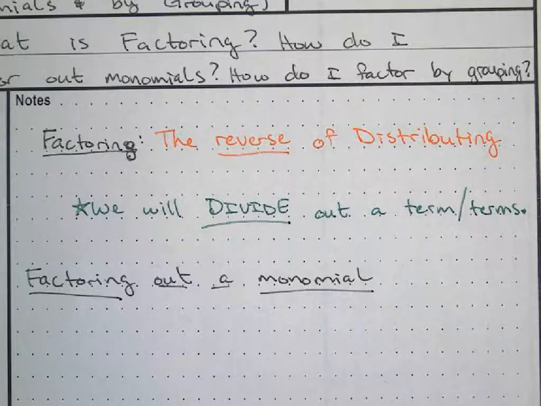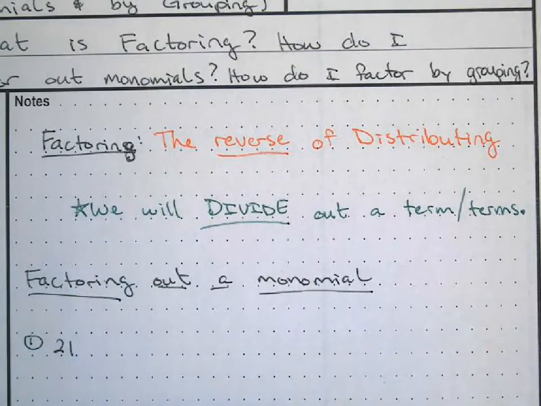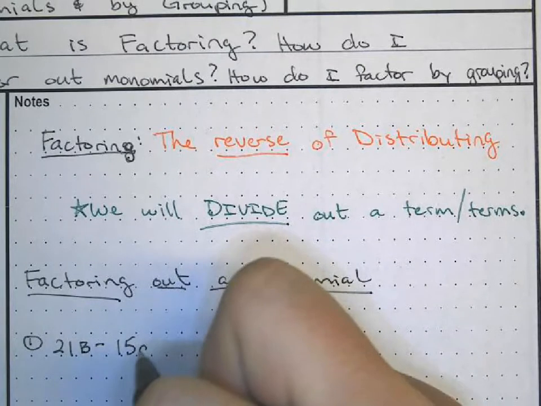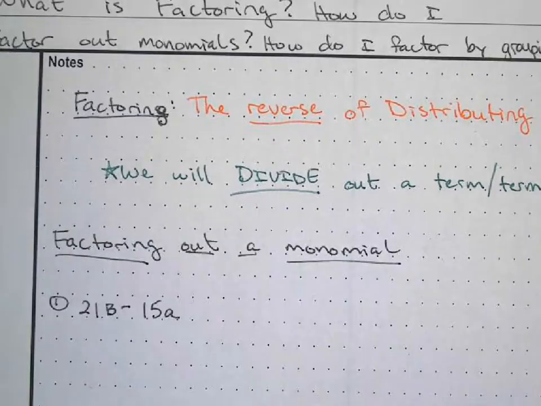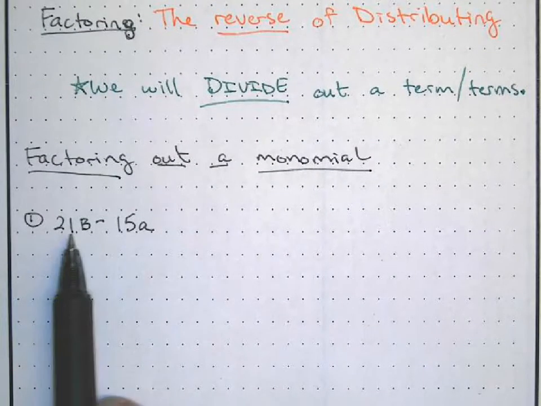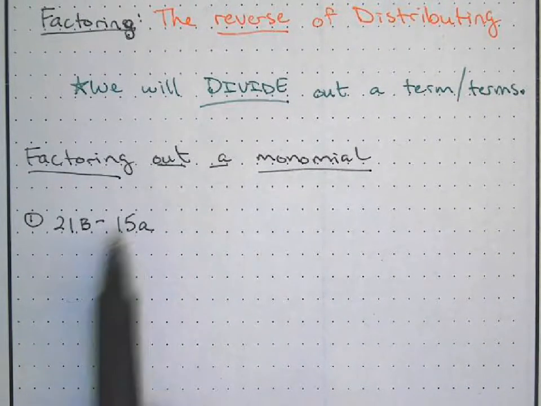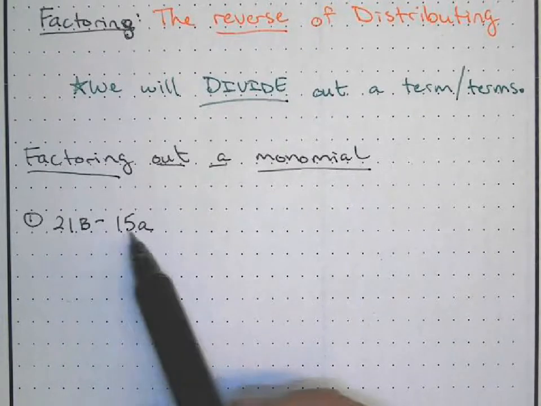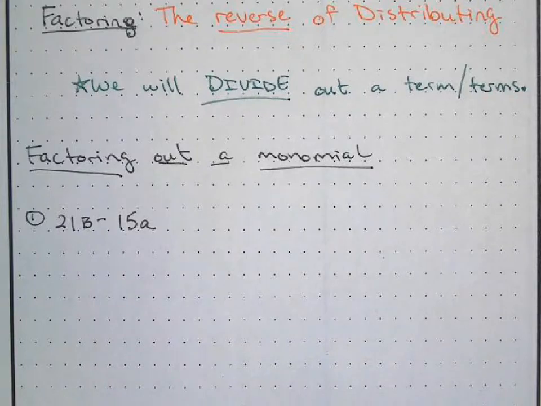The first one's pretty straightforward. 21b minus 15a. So our thought process needs to be, what is a number or variable that is common to both terms that I can divide out? Is there a number I could divide 21 and 15 by, or do they both share a variable? Well, when I look at 21 and negative 15, they both have a factor of 3. I can divide them both by 3. So we can factor out a 3.